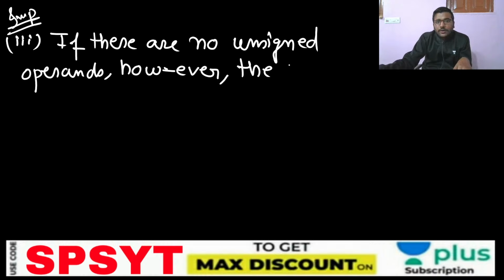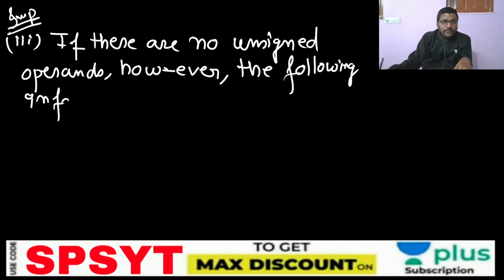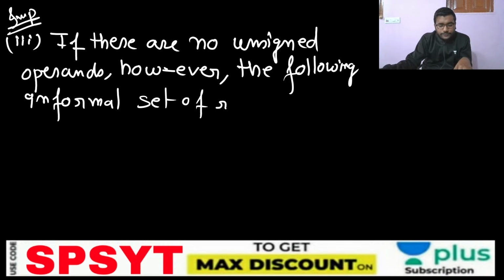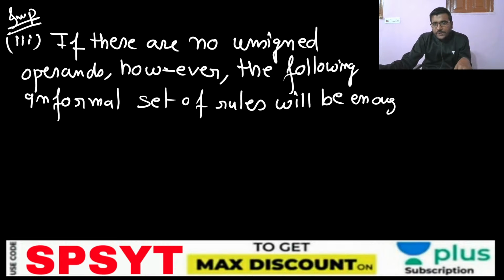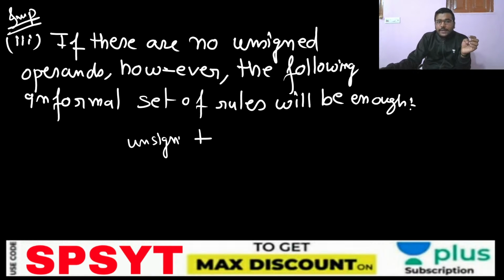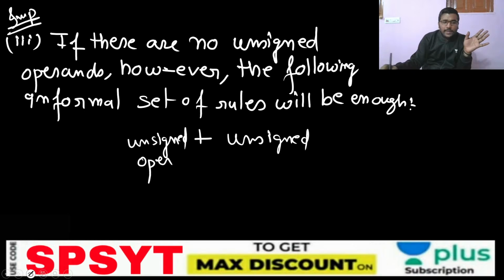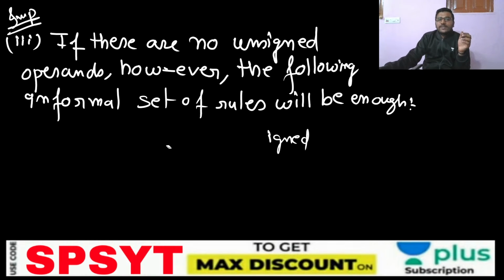The following informal set of rules will be enough. If you have one unsigned operand and the other is also unsigned, then a different rule applies, not this one. These rules are for when there are no unsigned operands.